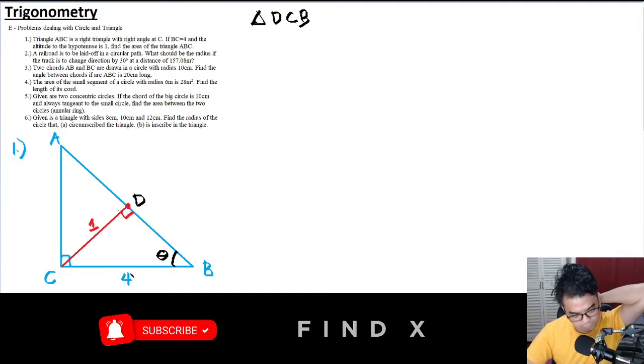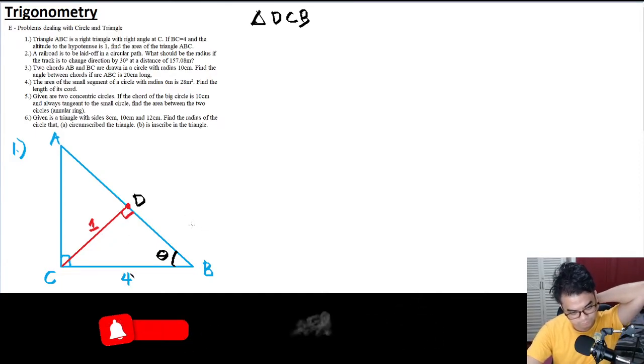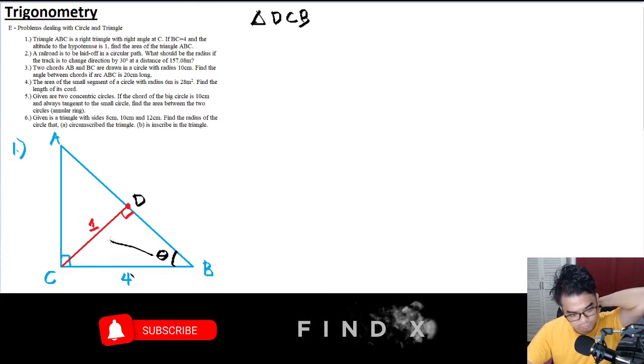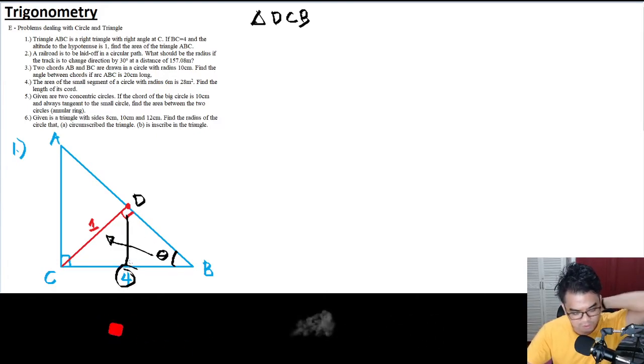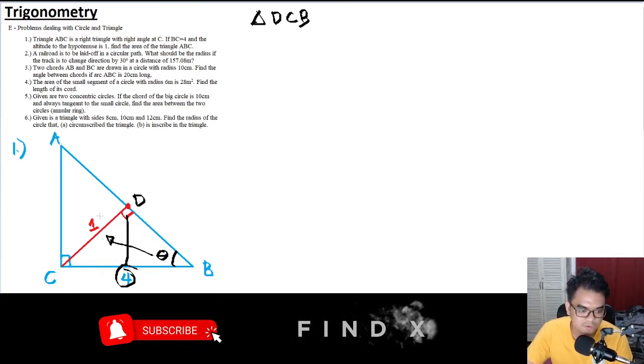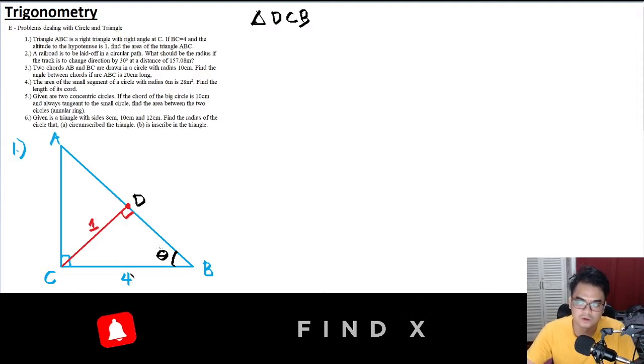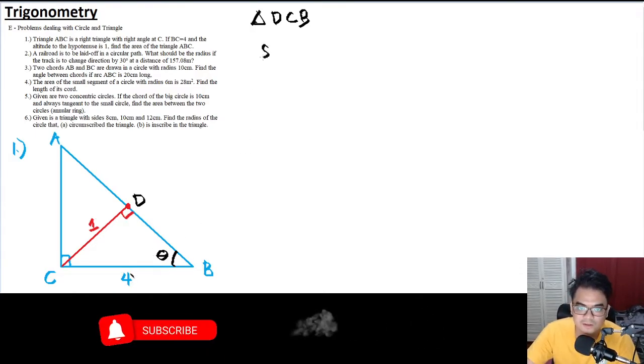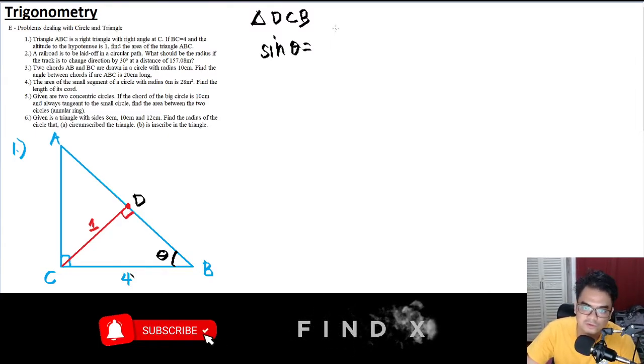For theta, this one is opposite, right? Yeah, this is opposite, and 4 is the hypotenuse because it is directly opposite the right angle. So opposite over hypotenuse, that is sine. So sine theta is equal to opposite 1 over hypotenuse 4.